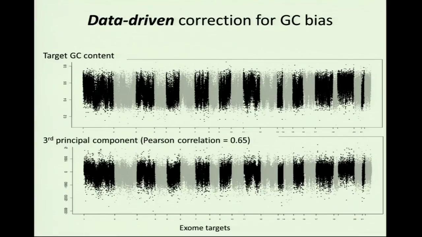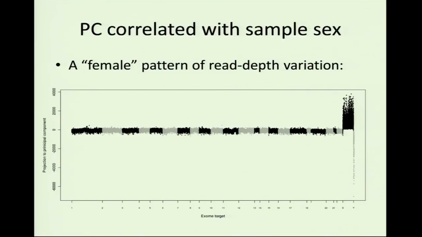But this is just one of the principal components. So what we actually did is we look at all the principal components and we try to understand which principal components correspond primarily to non-copy number factors in the read depth data. And those are the principal components that we actually want to remove from the data.